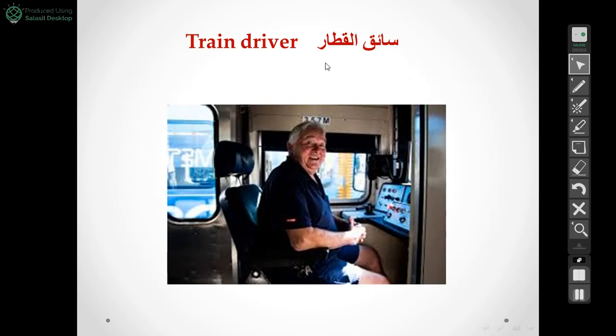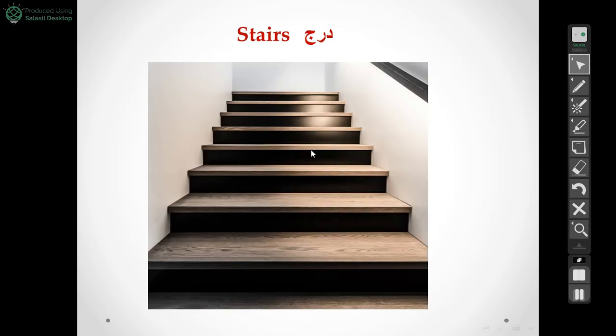Train driver. This is a train driver. سائق القطار. Repeat after me. Train driver. This is stairs. Repeat after me. Stairs means درج. Stairs. معنى stairs درج.